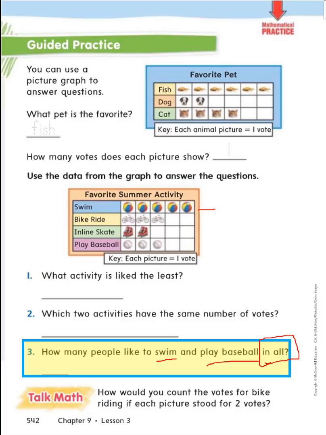Well, if we count the swimming marks, we've got 5. And if we count the baseball pictures, we've got 3. And we add, and I know you all know your math facts, that 5 plus 3 equals 7. Ha! I just wanted to see if you were paying attention. Wake up. 5 plus 3 is 8, and that's your answer.